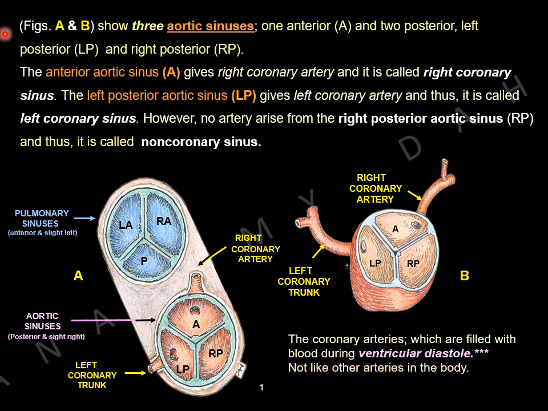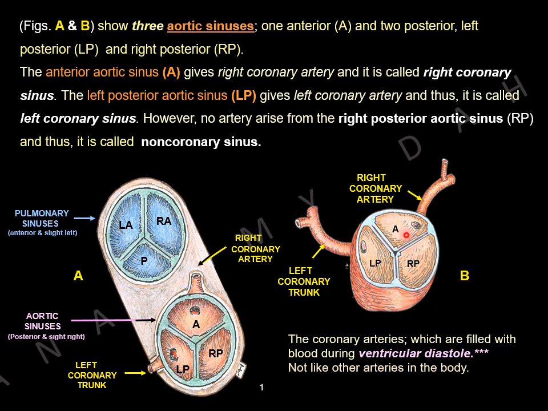We are showing two diagrams in this slide, A and B. Both are seen from above, superior view. In diagram A, this is aortic opening. In front and slightly to its left is pulmonary opening. In the aortic opening, as we have mentioned earlier, we have three aortic sinuses, one anterior, two posterior, right posterior, and left posterior aortic sinuses. We are going to see the same sinuses in diagram B.